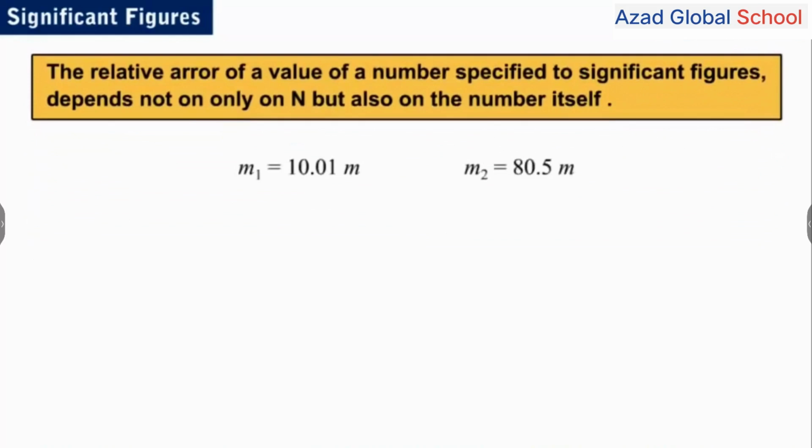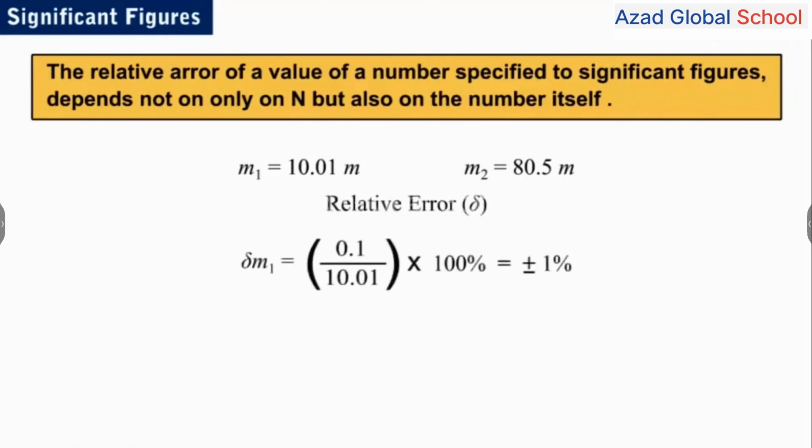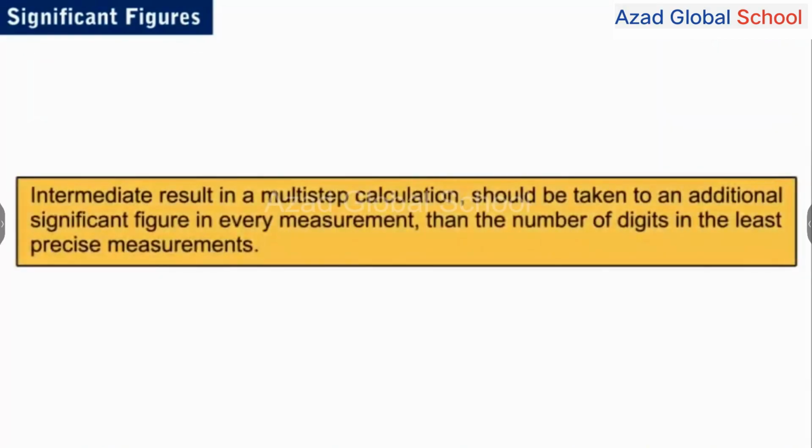If there are two quantities, say 10.01 meters and 80.5 meters, both carrying an error of 0.1 meter, then the relative error in 10.01 meters is plus or minus 1%, while the same for 80.5 meters is 0.12%. Another important point to remember with significant figures is that intermediate results in a multi-step calculation should be taken to an additional significant figure in every measurement than the number of digits in the least precise measurement.